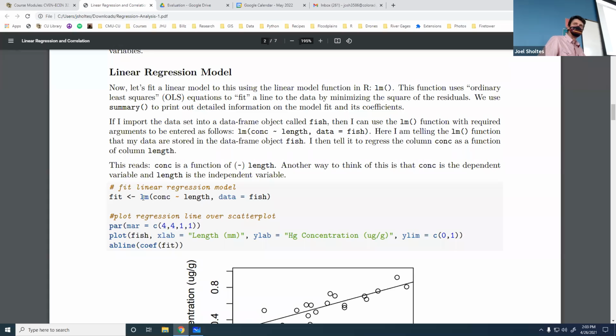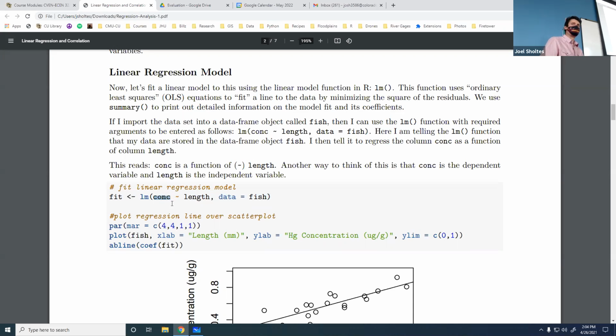There's a lot of ways to input this. I'm just showing you the basic way. And we'll use a function called LM for linear model. So LM. And I'm saying concentration, tilde, so that's a little squiggly tilde symbol on the top left of your keyboard. So concentration, and this just means follows, or is a function of. So concentration follows length. And then I say, well, how does it know where these names come from? Well, this is the data we're using. So data equals fish. Fish is the data frame that has these 2 columns in.